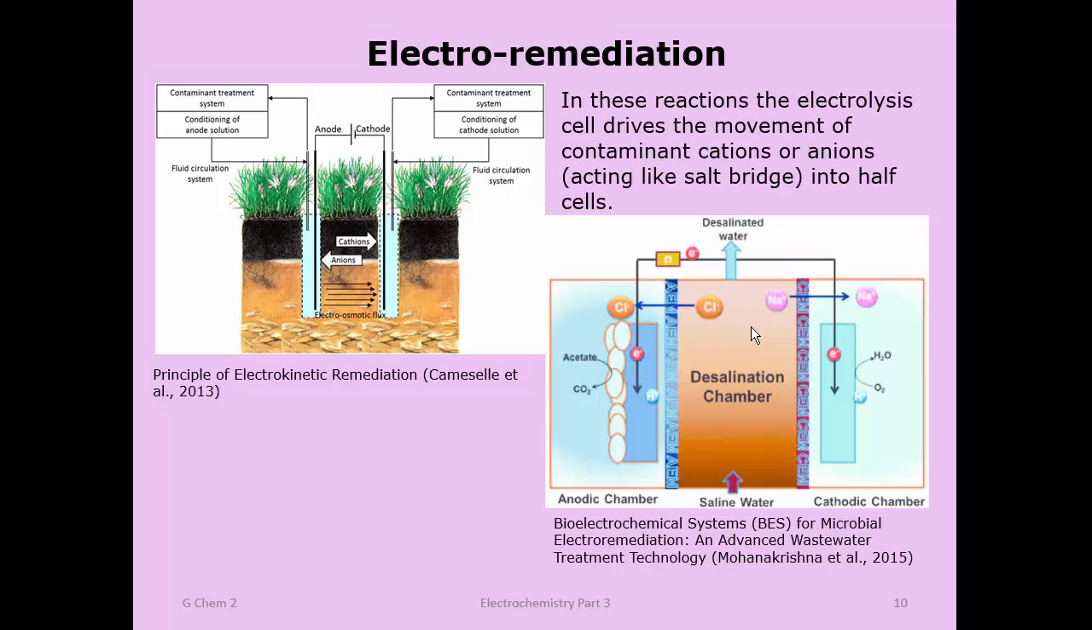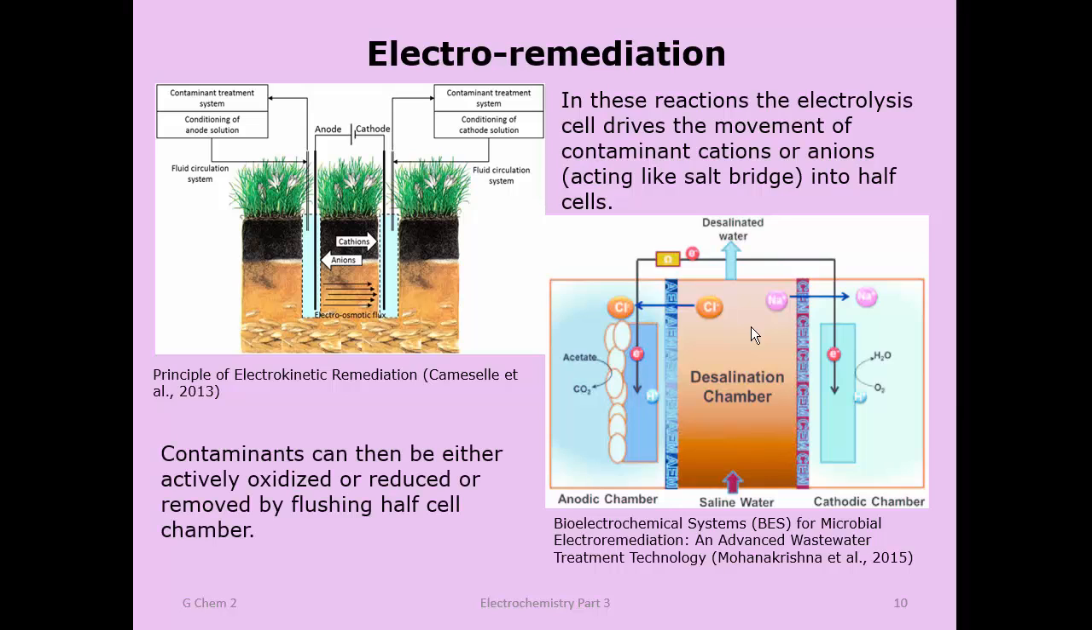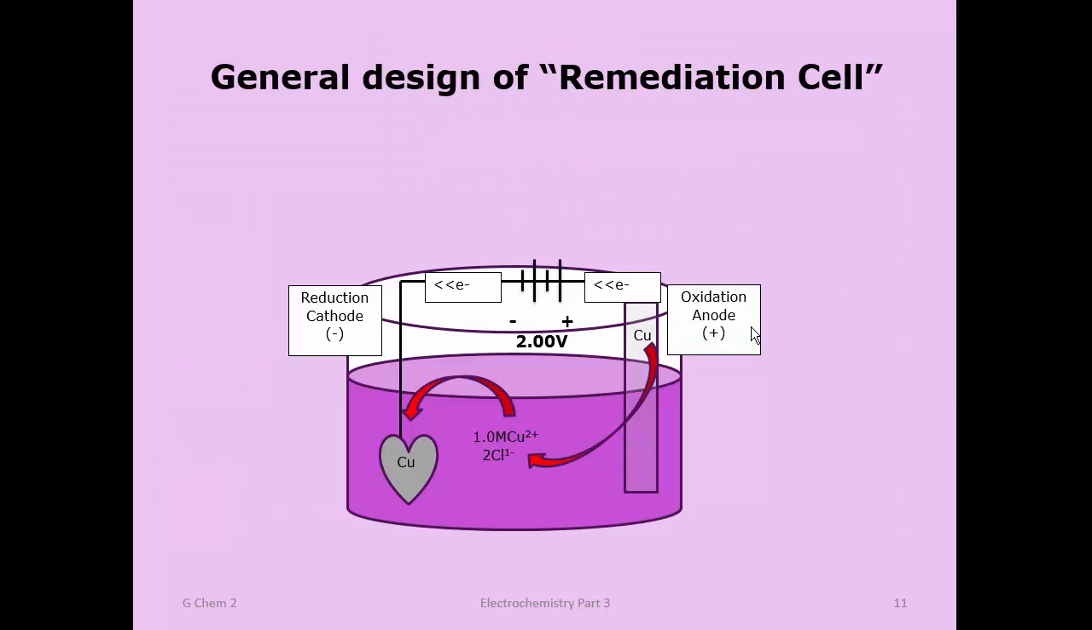So in these reactions, the electrolysis cell drives the movement of contaminant cations or anions, acting like a salt bridge, into half cells. Contaminants then can either be actively oxidized or reduced onto the electrodes, or they could just be removed by flushing that half cell. But once again, I'm just going to show you my generic design, and I didn't change a thing, just so it would simplify things.